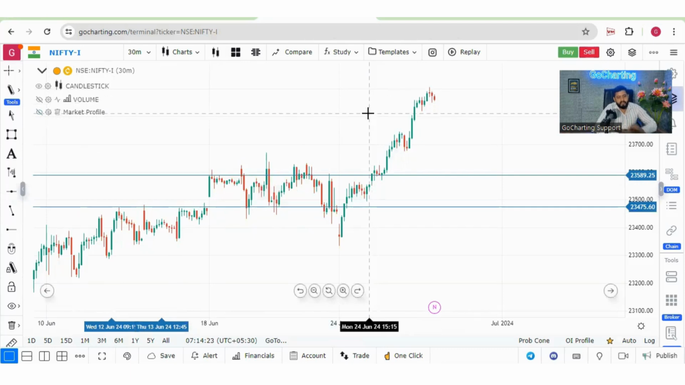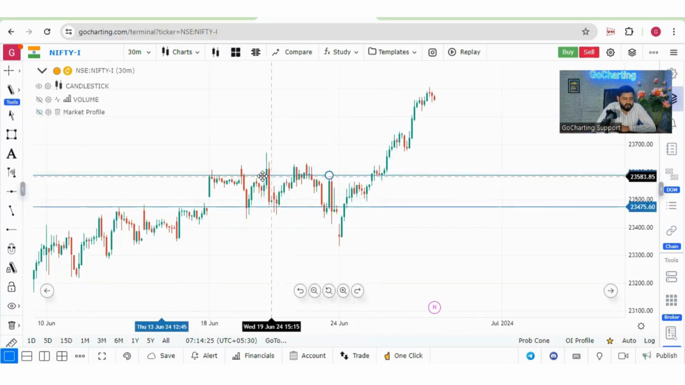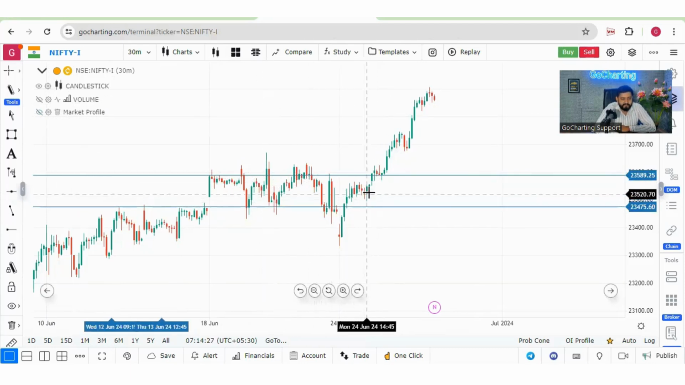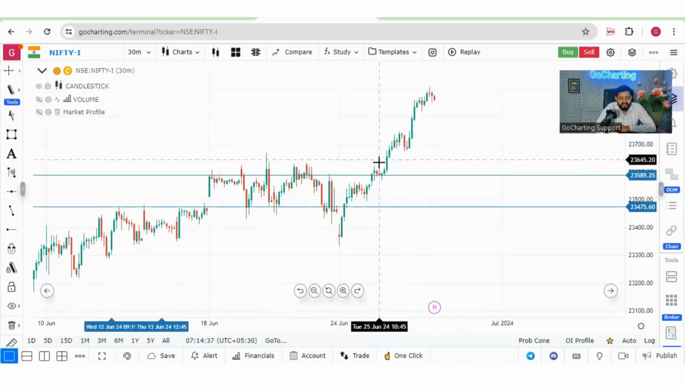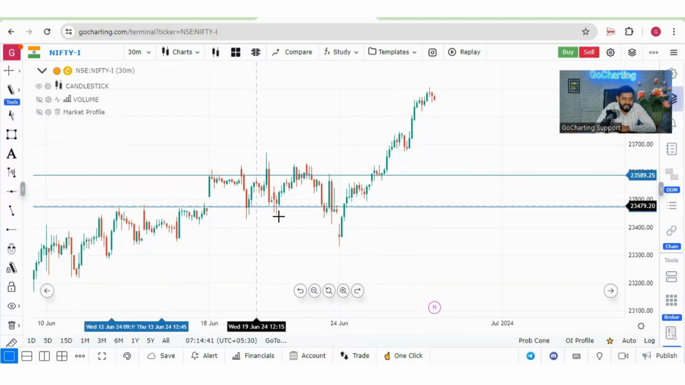Okay, now guys, look at this. This was our balance area. What has happened? The market has opened above this, came down a little bit, gave a small pullback, and then you see the move. This is a very beautiful up move and this is called an imbalance move. So this was a balancing area and this is an imbalancing area.